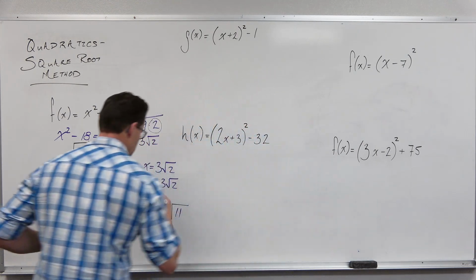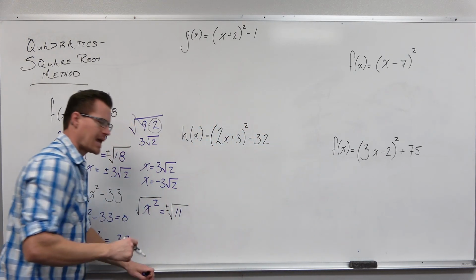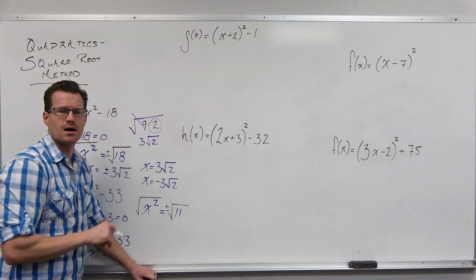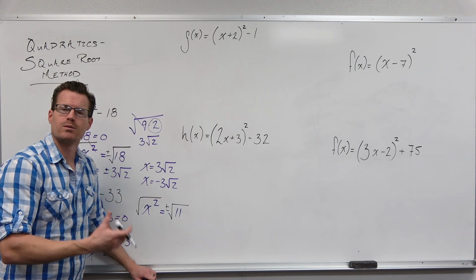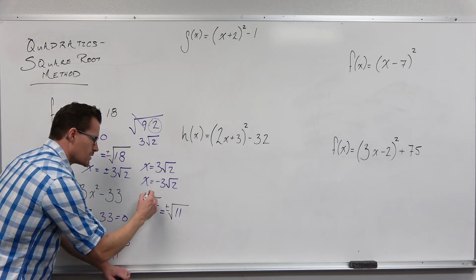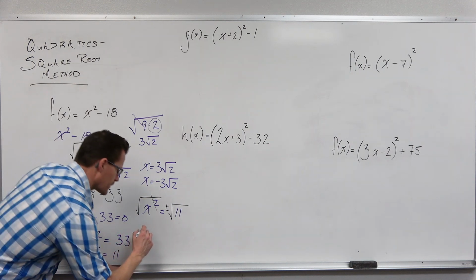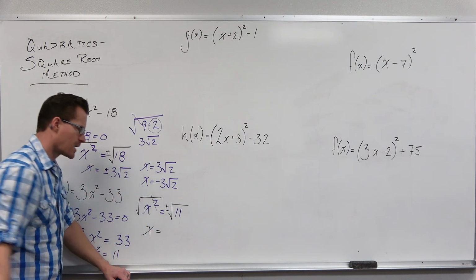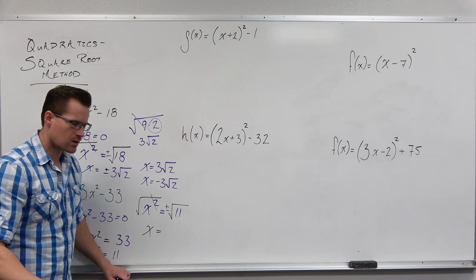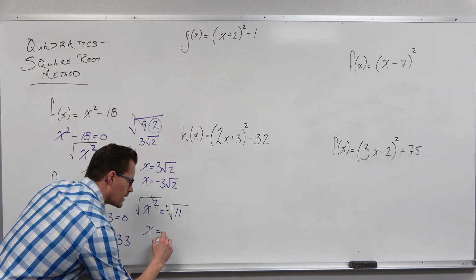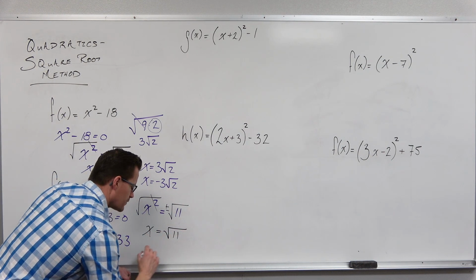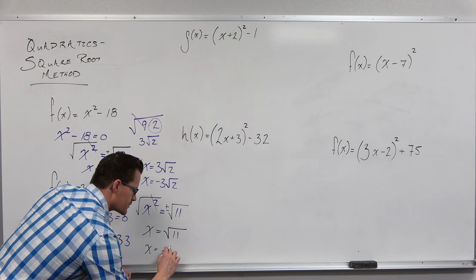Both the positive and negative version, the opposites of this solution, would both satisfy this equation. So power 2 and a square root are inverses. On the right-hand side, we can't simplify the square root of 11. There's nothing to do with this, but we are going to write it as the positive square root of 11 and the negative square root of 11.